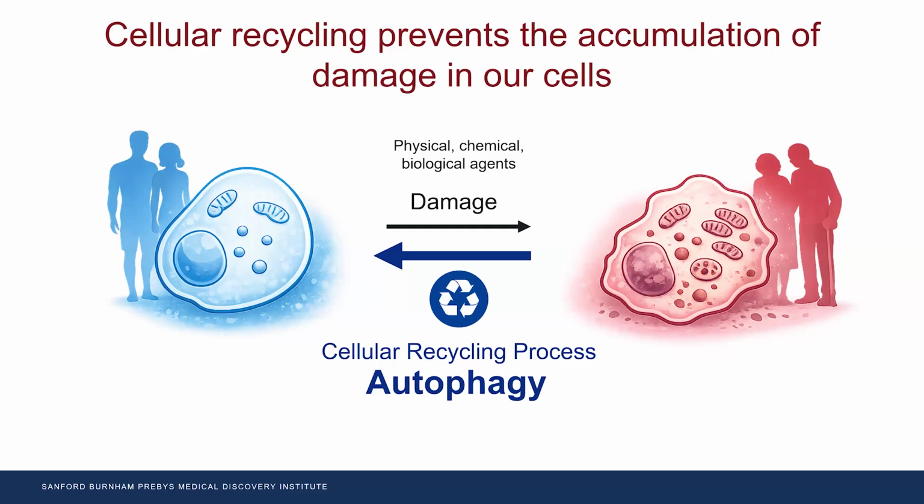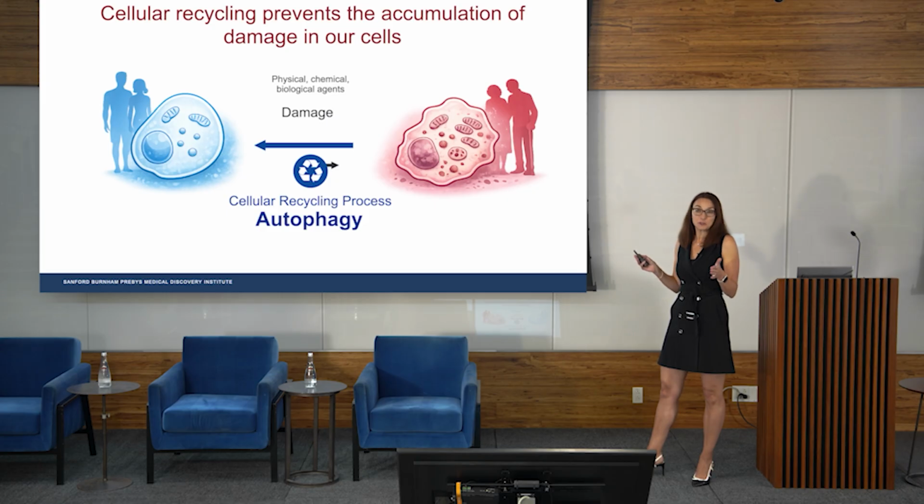And there is a cellular process in our bodies, in all of our cells, that actually does this. It's a cellular recycling process. It's called autophagy. And it does what real life recycling out in the real world is doing. It takes all of the waste products that accumulate and recycles them down to their building blocks so that we can reuse them.